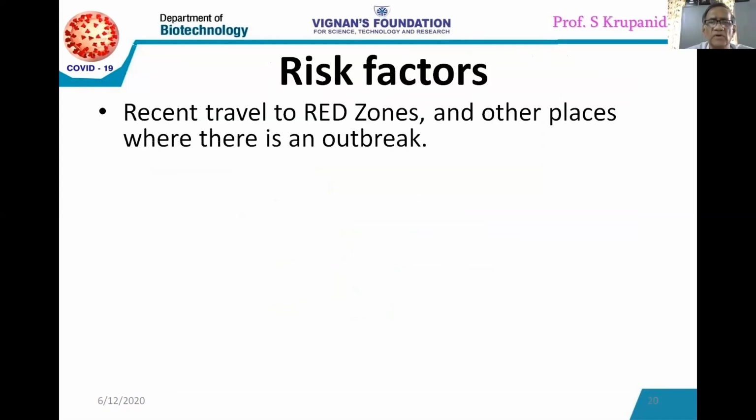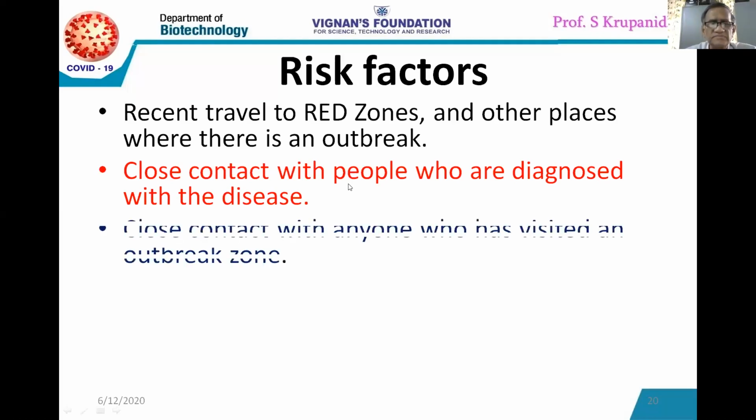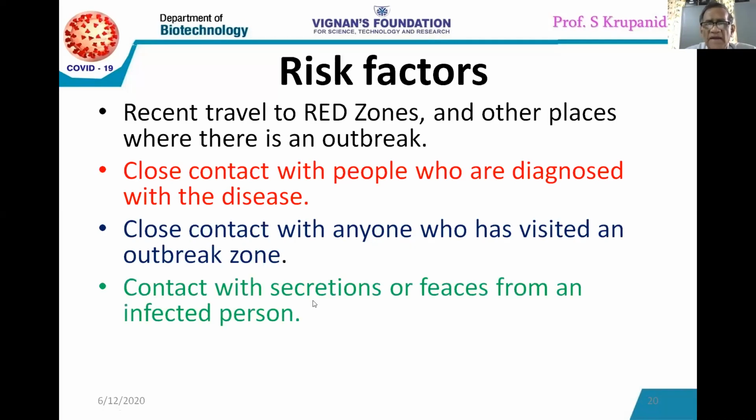Now, this is a sort of recent, what are the precautions that we have to take? Recent travel to red zones we have to avoid, and other places where there is an outbreak. These are all the guidelines given by every government, and locally also it has been imposed by several police and other people. The next one is close contact with people who are diagnosed with the disease. Unfortunately, our doctors and paramedical staff are coming into very close contact. They are getting victimized. Close contact with anyone who has visited an outbreak zone, and contact with secretions or fecal matters from an infected person.